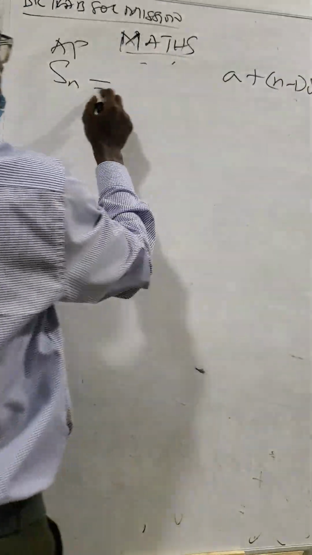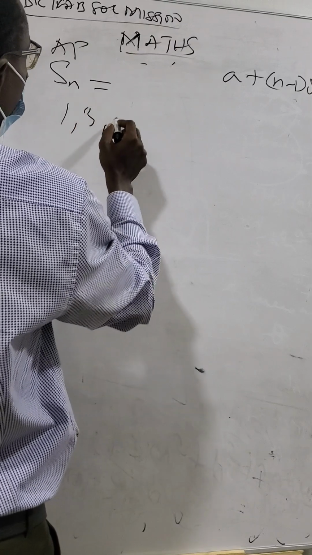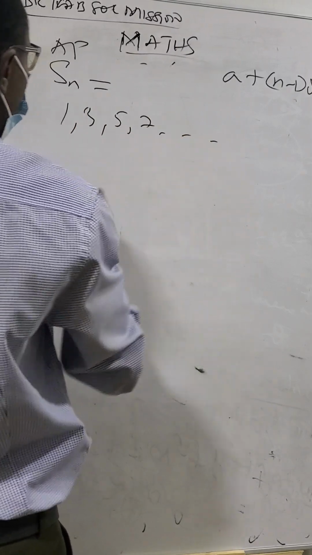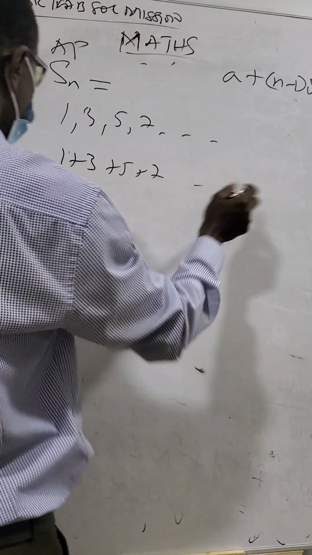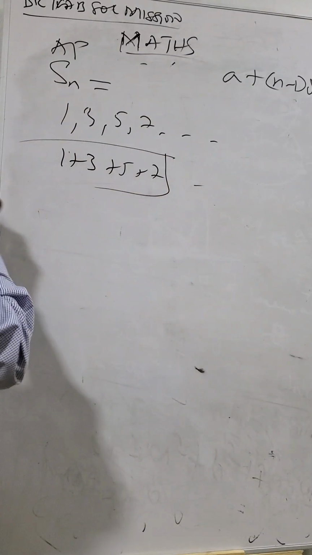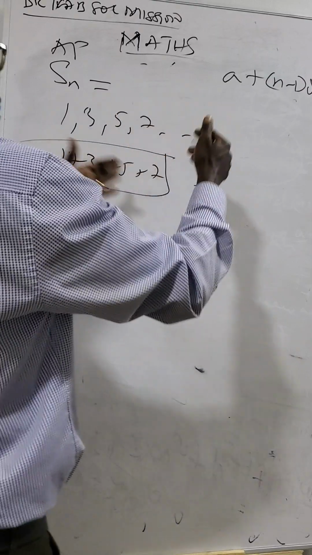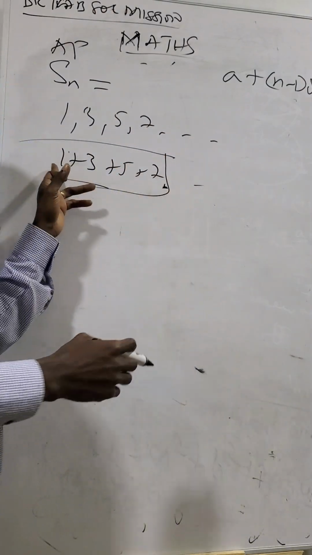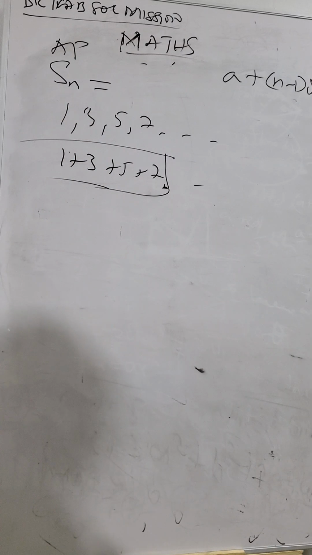Now the formula for summation, let's say we have 1, 3, 5, 7, and so on. The summation, that's 1 plus 3 plus 5 plus 7, and so on. Let's say we are summing to this point. That becomes the summation. So usually it is the summation up to a point, starting from the first one up to a point. That's what this formula is going to give us.